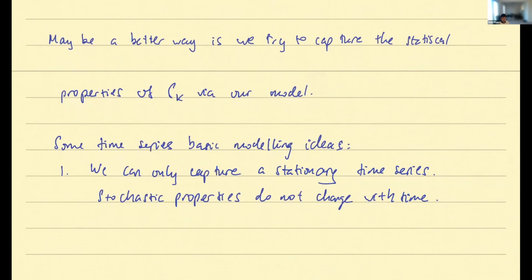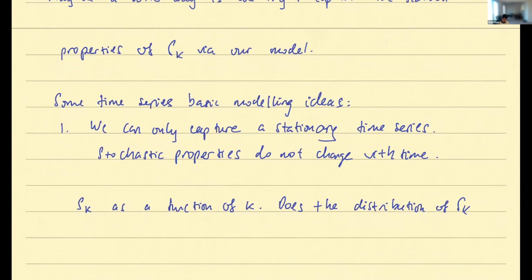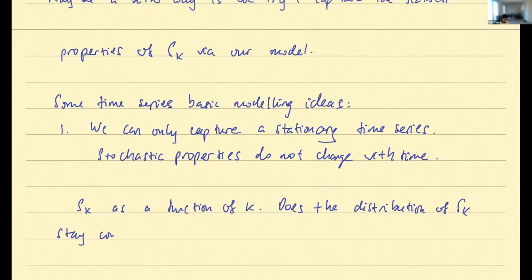But let me give you a very basic example, right? The stock price itself is a function of time, right? Stochastic properties is just a fancy word to say distribution and that kind of thing, right? So let me ask this: does the distribution of S_k stay constant over k?